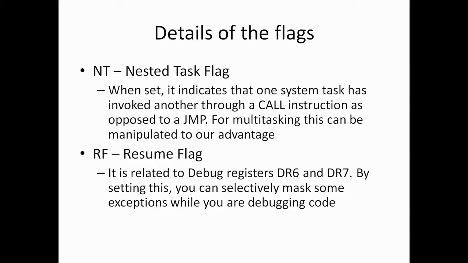Then there is something called the resume flag. It is related to debug registers DR6 and DR7. By setting this, you can selectively mask some exceptions while you are debugging code. This is basically used for debugging. But then, can we exploit this to gain some information about the code? For example, I have a licensed code and it is accessing some license file to validate so that it can execute. Can I use these debug registers to get some details of how to break this license? It is a very interesting exercise. There are some positive answers to that question.